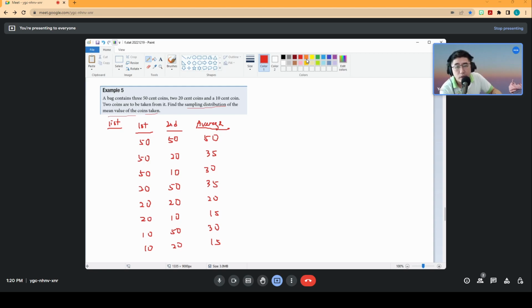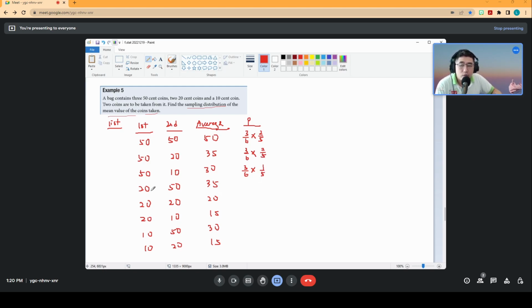Then over here, what about its probability? From the first one, since the first coin that we draw is 50, it will be 3 out of 6. Then when you take out 50, you are already left with one less, so you only have 2 over 5. Then for the first 50, you have 3 over 6 as well. Then for the second coin, for the 20 cents, you have 2 over 5. This one you have 1 over 5.